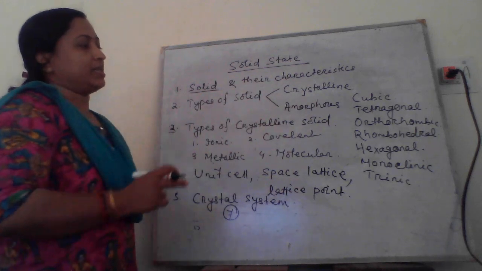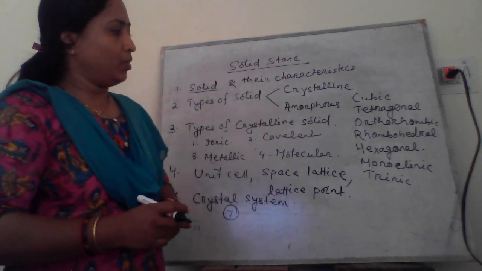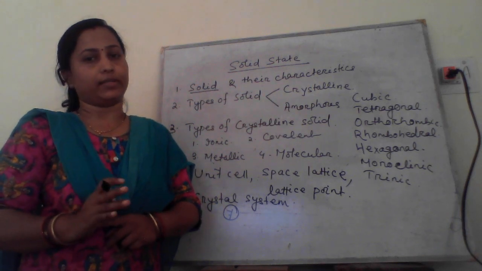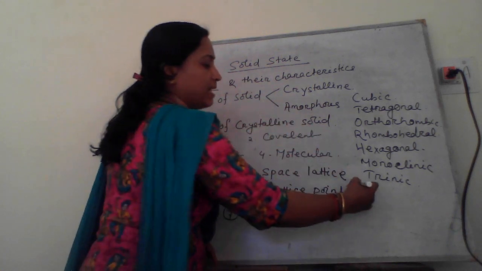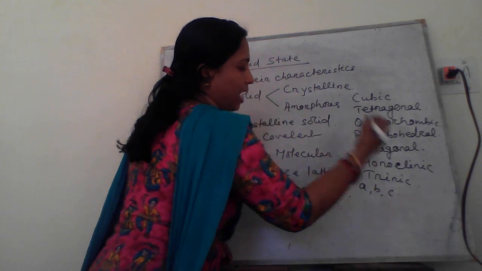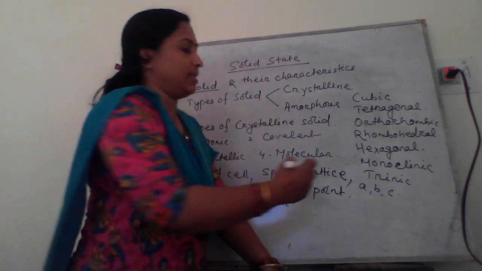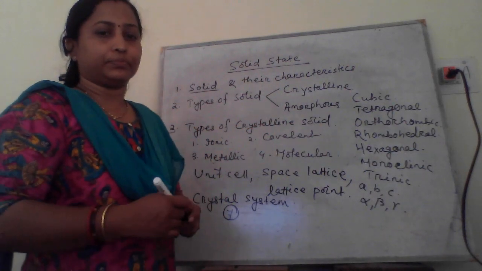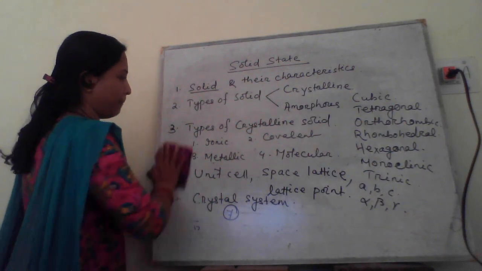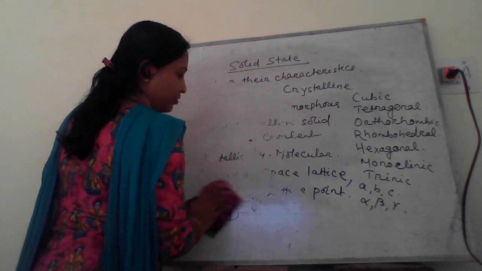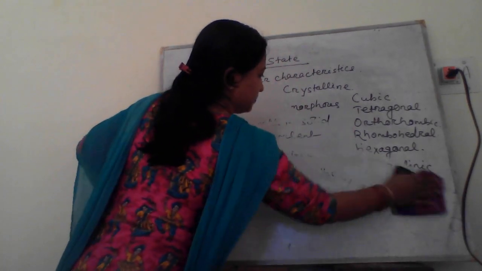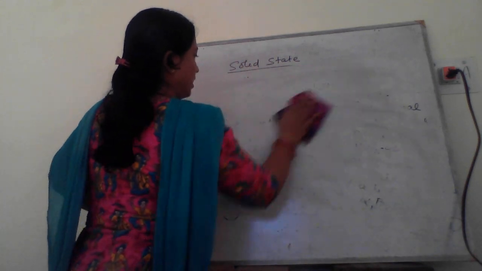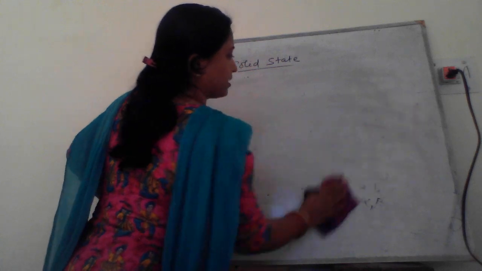In these 7 types of crystal system, we completed 6 parameters, that is their edge lengths a, b, c, and interfacial angles like alpha, beta and gamma. After that, we completed the types of unit cell, different types of unit cell. So there are 3 types of unit cell.